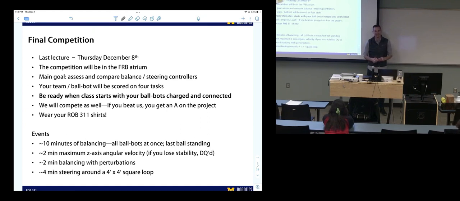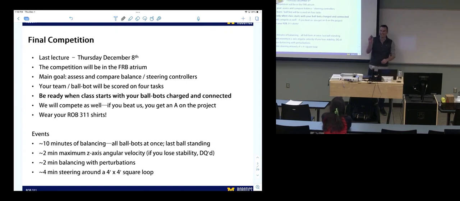Can we have different scripts for each one? Definitely. Are you guys cool with that? I think that seems fine. For the balancing, if one robot runs into another robot, does that DQ the other robot? That's a good question. We're gonna do this in the atrium. We'll get all the tables out of the way and spread out. Hopefully, they won't contact each other.